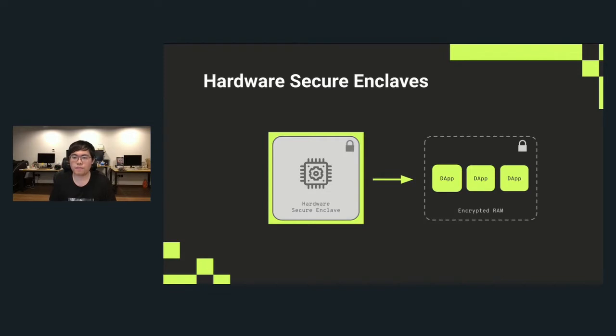At Phala, we found a very interesting technology called hardware secure enclave. Unlike other approaches, a hardware secure enclave is a combination of hardware and software. Actually, hardware enclaves are already very common. As long as you use an Intel CPU or an AMD CPU, you may already have a secure enclave built into your CPU. It's a special area. It's like a black box.